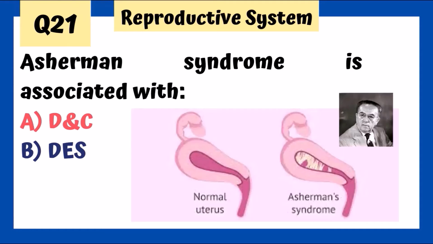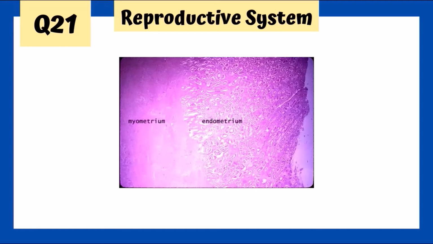And over here we see the Israeli gynecologist who described the condition, and it's sometimes helpful to remember diseases when we see a picture of the people who are involved. Here we just see a histology of the endometrium.